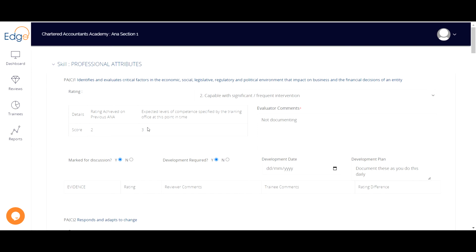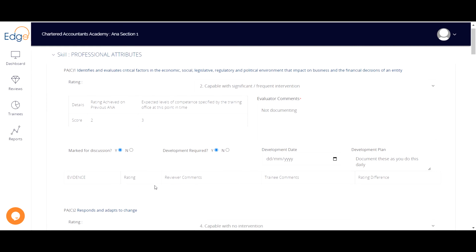So for this trainee, they're expected to be on level 3, and yet for this competence they did not raise any evidence, and in the previous ANA they got a 2. Right, so you can see the evaluator comments. I said there is no documentation, a development plan was required, yes, and then they put the development date and the development plan, right? So under evidence here, there's nothing.